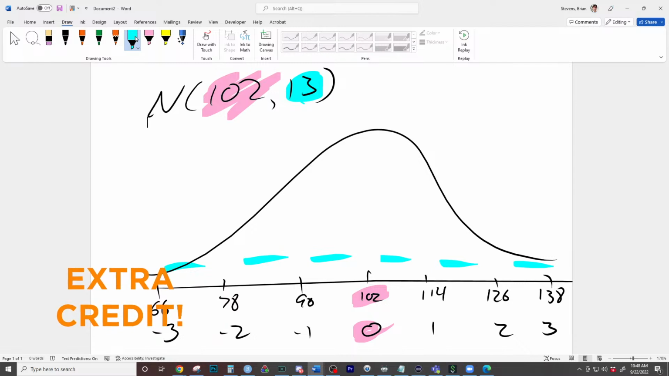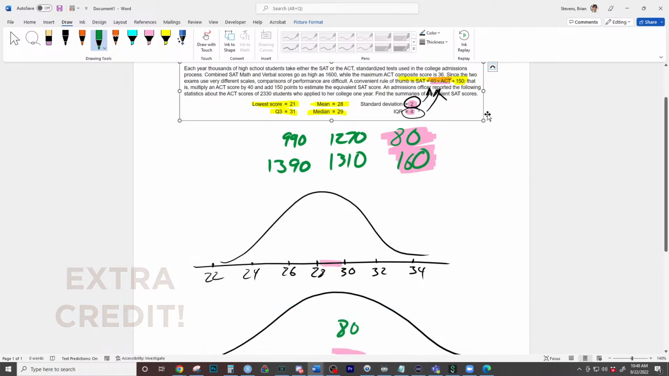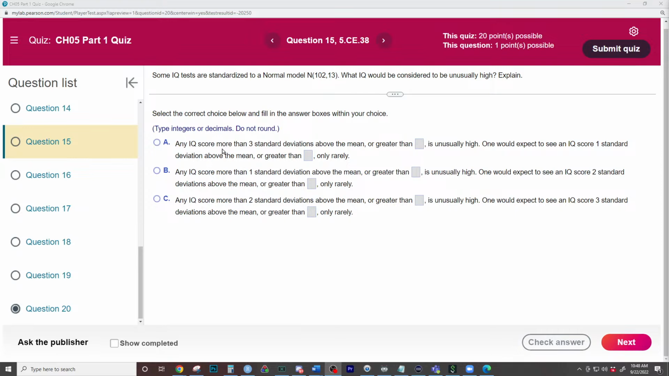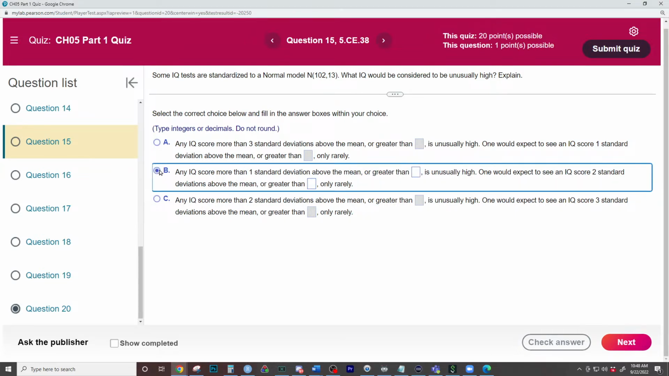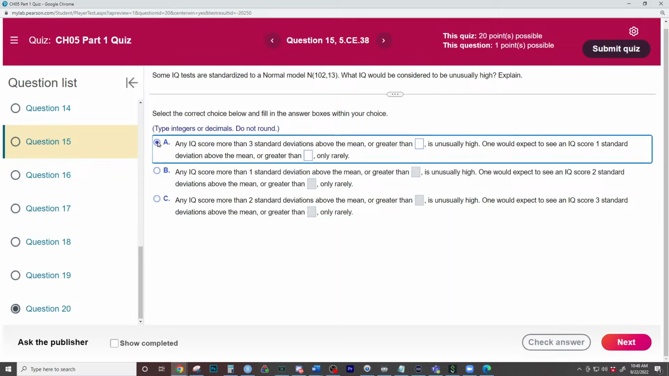So 2 standard deviations is unusual, and I'm starting to wonder where they're going with this question. It says right here, any IQ more than, it wouldn't be 1. 1's pretty normal. So we're between these two answers right here. Any IQ more than 2 standard deviations away from the mean or greater than 3 is highly unusual. Or greater. Okay, so then they're giving the context. One would expect to see an IQ score 3 standard deviations above the mean or greater only rarely.